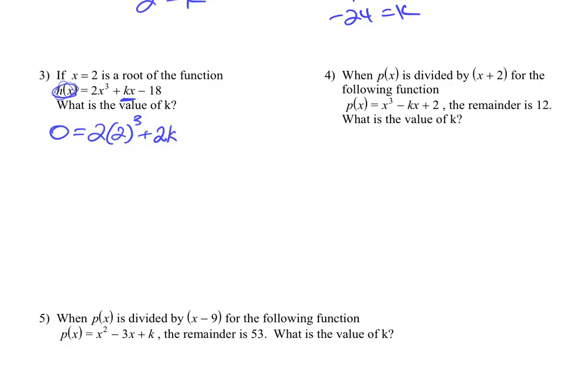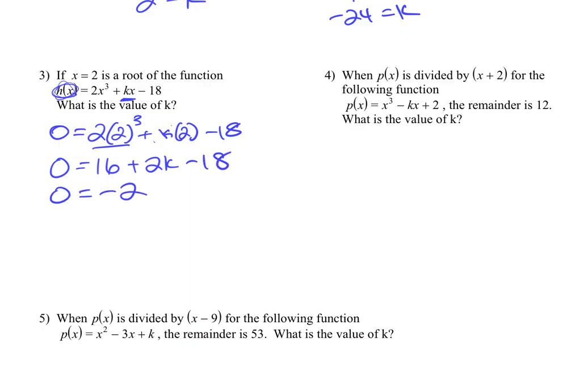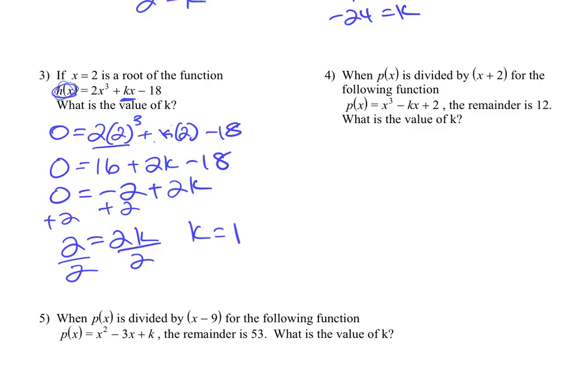You could write k times 2 minus 18. It's just sometimes it gets a little confusing. So you've got to do the math here. So this should be 16, and then plus 2k minus 18. And that you're just solving. So I don't need to overdo this. So 2 equals 2k, divide by 2, and k is 1.